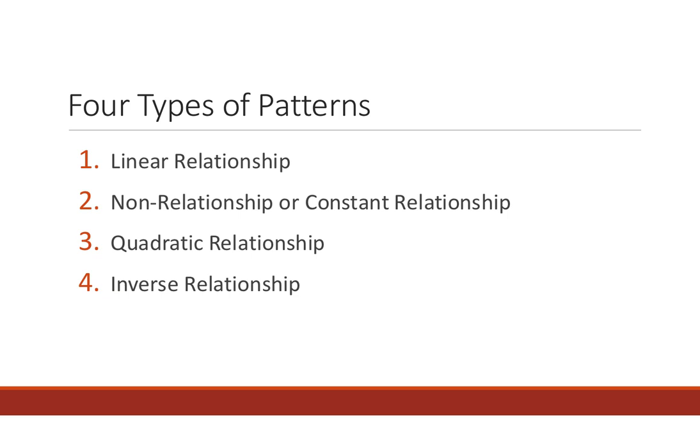There are four types of patterns that we typically see when we graph the data from a science investigation. The first one is a linear relationship, a graph that has a straight line in it. You can also have a non-relationship or a constant relationship where there's no connection between the variables. Then there are quadratic relationships that give you curves, and inverse relationships. I'm going to look at all of these individually and give you an idea of what the graph might look like.